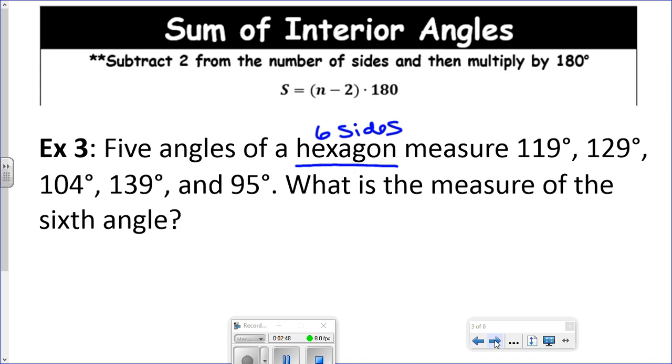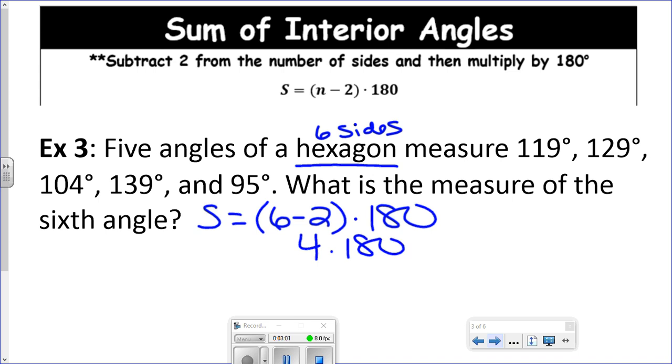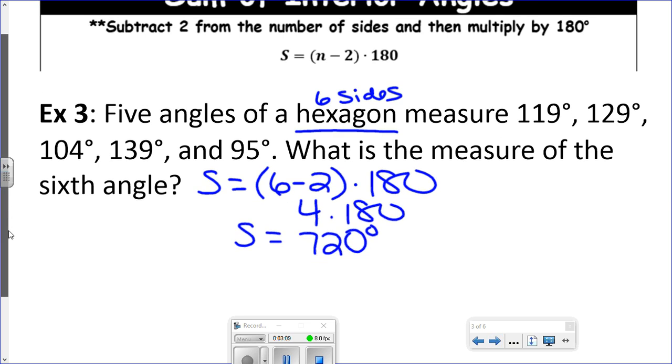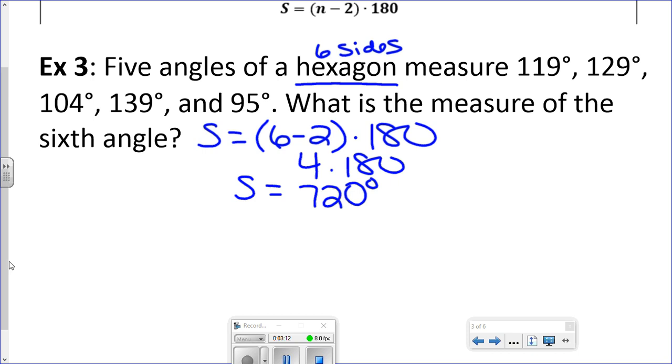So first of all, we have to figure out what the sum of the interior angles of a hexagon is. So we're going to go about that the same way. 6 minus 2 times 180 degrees. That's where you get the 4 times 180, and you end up with the sum being 720 degrees. Now, that's not the question they asked us. They want us to know what the 6th angle is, and they gave us 5. So we know all 6 of them together have to add up to 720 degrees.